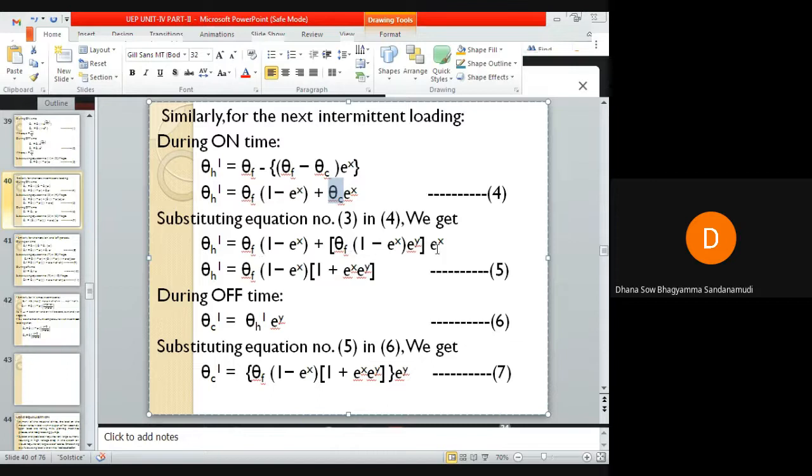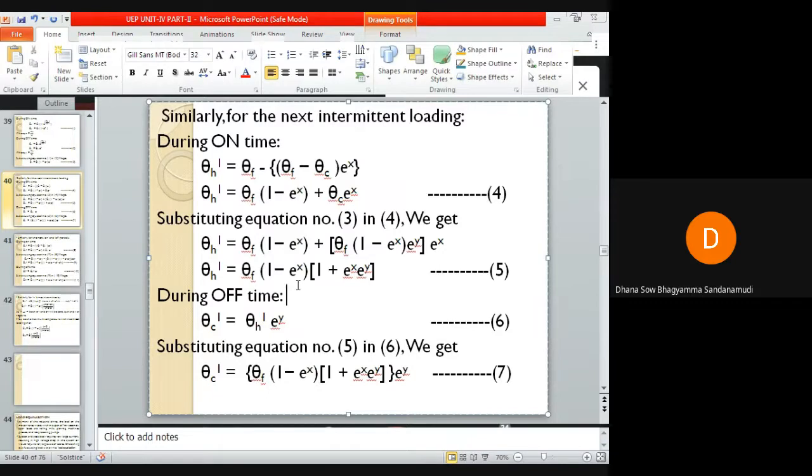Whatever multiplications are possible, you do it. You will get theta h1 equal to theta f into 1 minus e power x into 1 plus e power x e power y. This is during the on time.